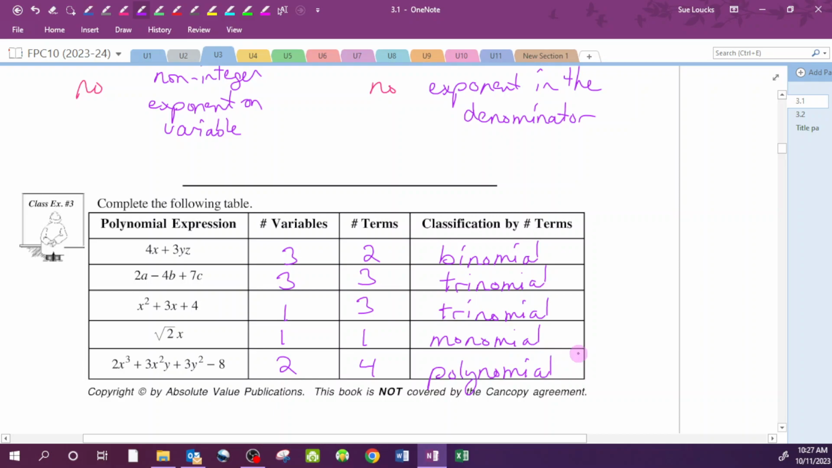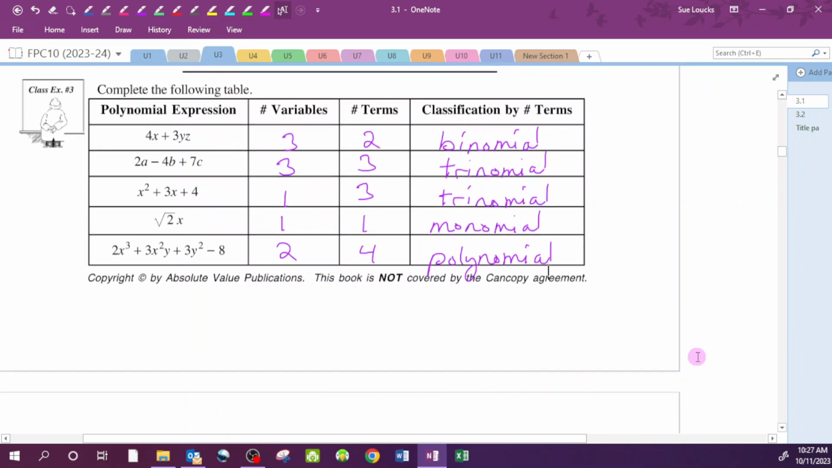Okay, not sure why they're asking for the number of variables here, because the number of variables has nothing to do with how many terms it is or what the classification by number of terms is. It has nothing to do with that. Okay, all right, next page.